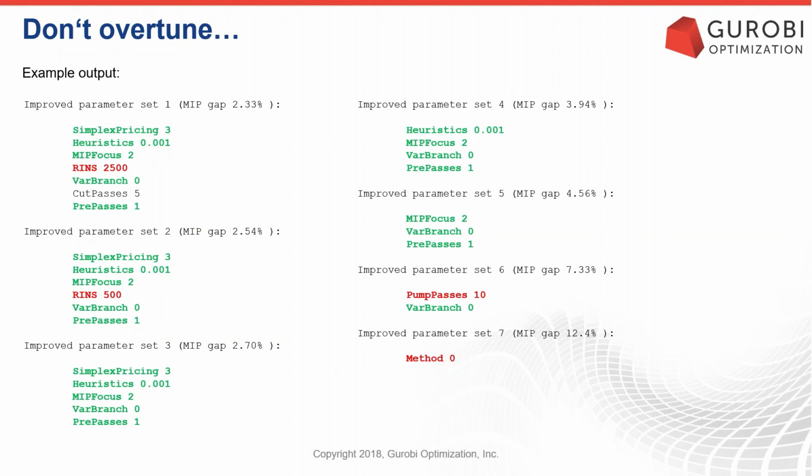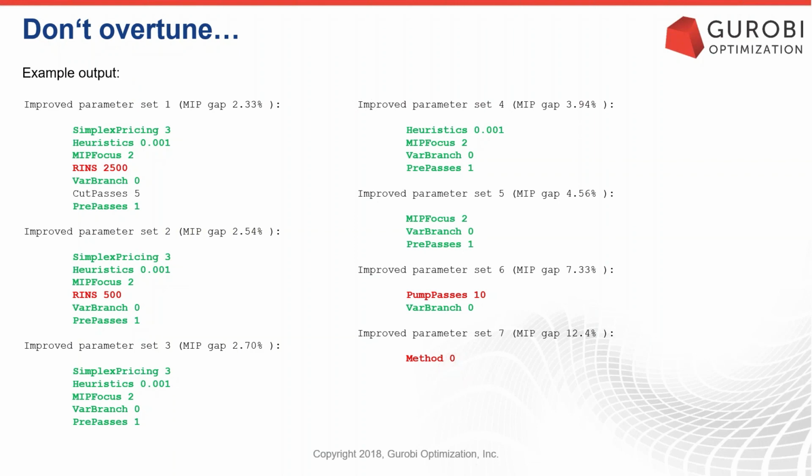For example, in parameter set 7 here, method equals 0 means use primal simplex. Somehow it was helpful, but it's not part of the other sets. So it's likely that this is just a random observation and it's not a good idea to use it. So it's not robust. And this is also the case for pump passes 10 in set number 6. It's not in the other sets, so it's probably only a random observation.